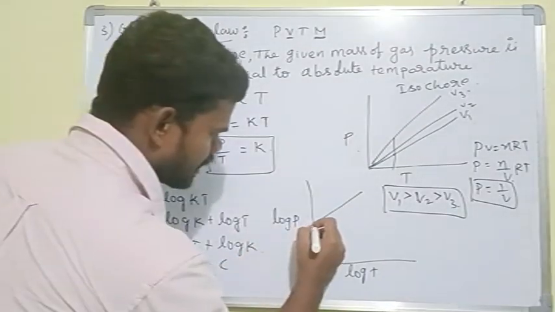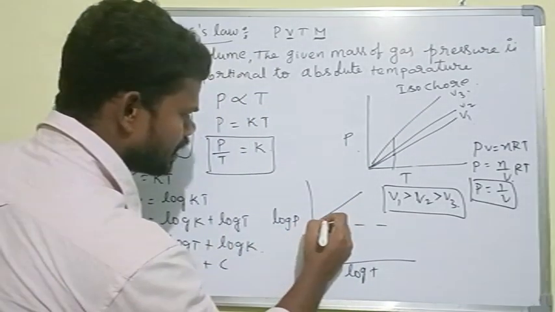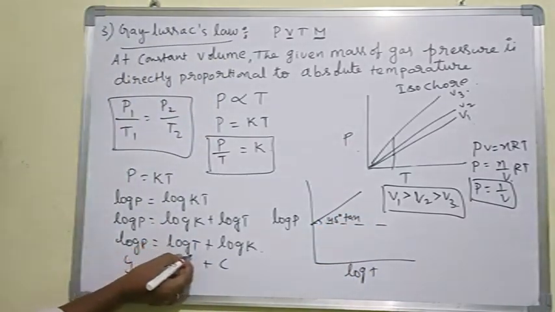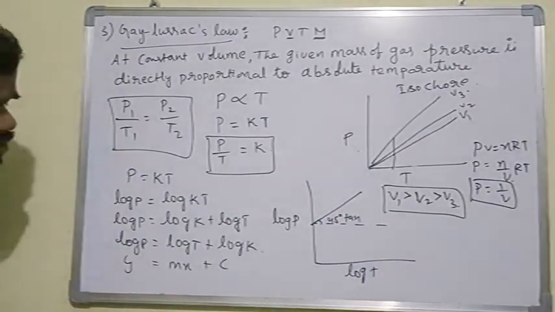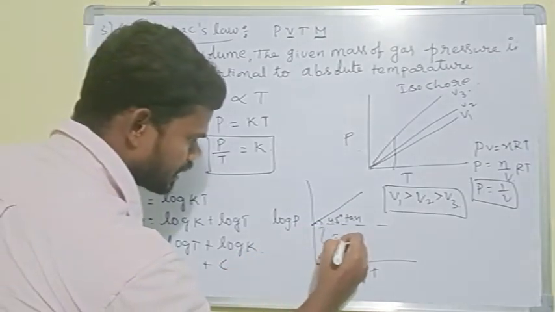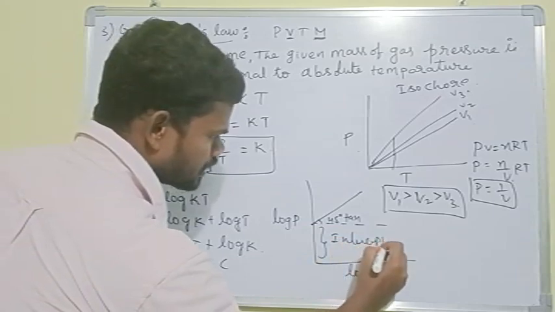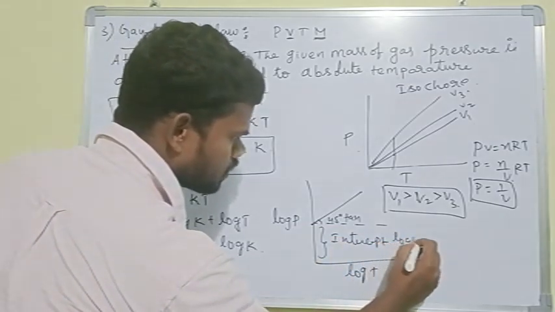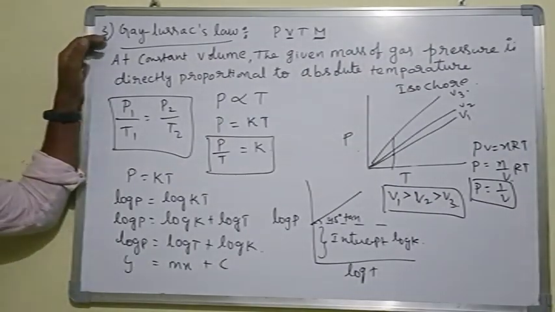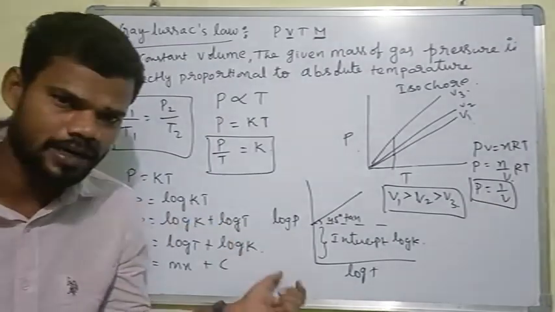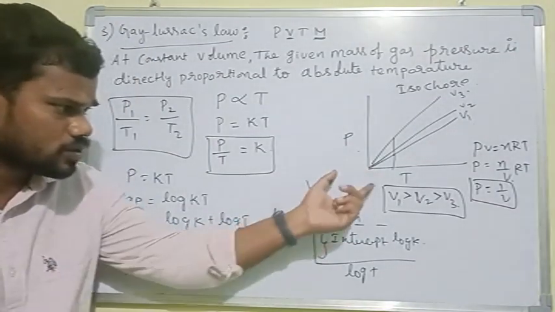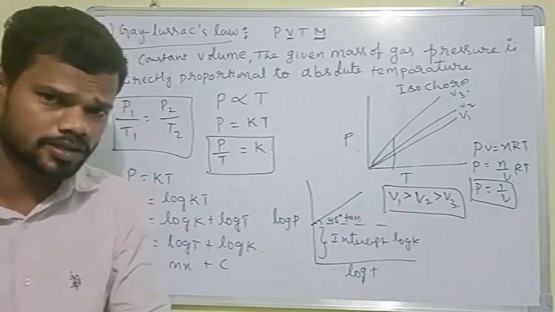If you take this angle as 45 degrees, tan 45 degrees is 1, so the coefficient of log T is plus 1, a positive slope, and log K is the intercept here. So these are the graphical representations for Gay-Lussac's law. Based on this, they can ask questions, like the volume order question, also.